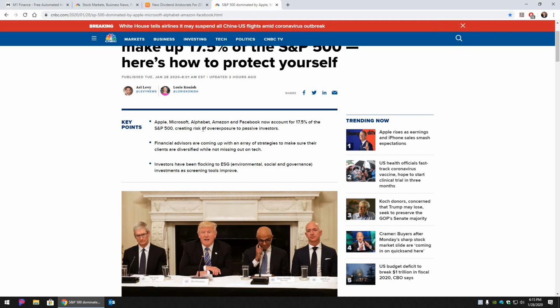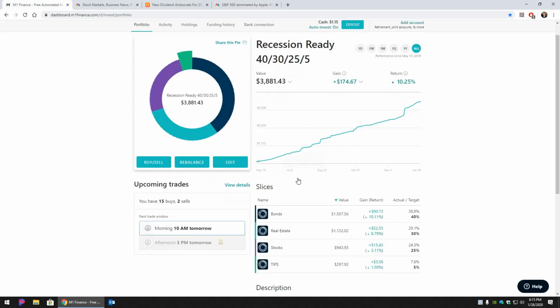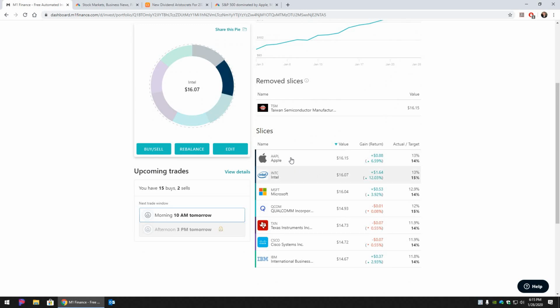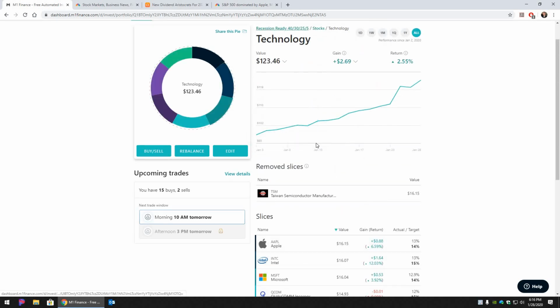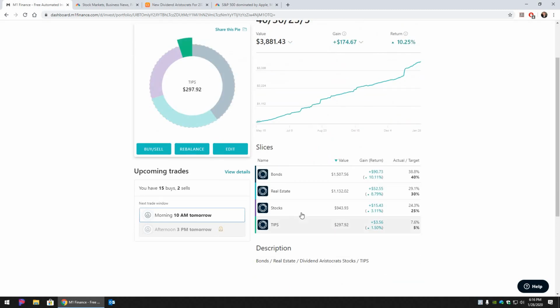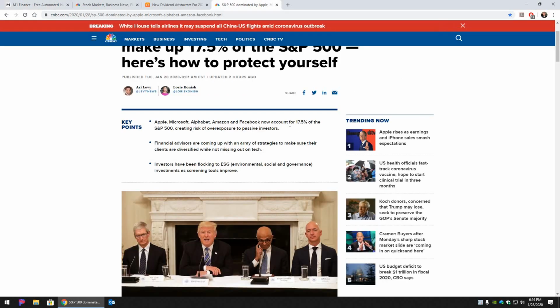So I, for one, do own a little bit of Apple, a little bit of Microsoft. I do not own Google, Amazon, Facebook. So if we actually go into my portfolio, I'll show you how much I actually have valued in these two companies. So we have Apple and Microsoft here. They make up $32 out of my entire portfolio. That's less than 1% of my total value in those two companies. I don't want to have all of my money tied up in just these couple companies.